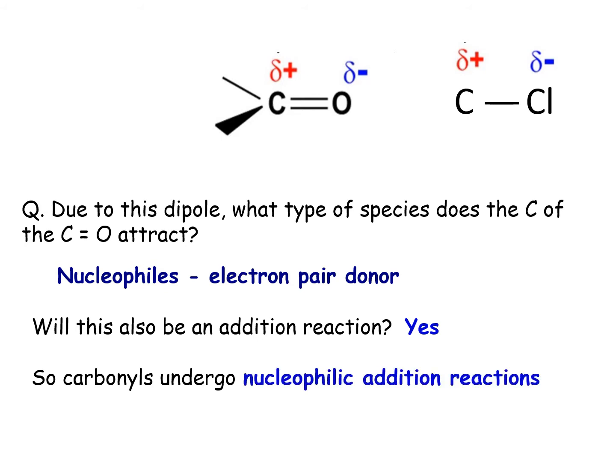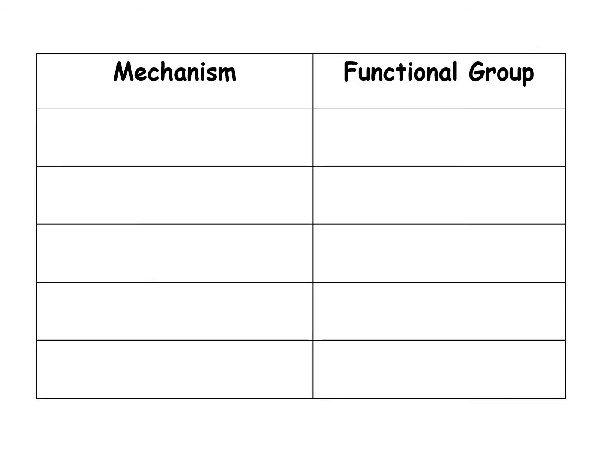So the name of this mechanism then is nucleophilic addition. Okay, so the first bond will be made due to the action of the nucleophile, and we're going to be adding things together. Nothing is going to be substituted here. So it's an addition reaction, nucleophilic addition. So we have a new mechanism to learn. Woohoo, exciting times. So nucleophilic addition. So we're going to get to grips with that in a moment.